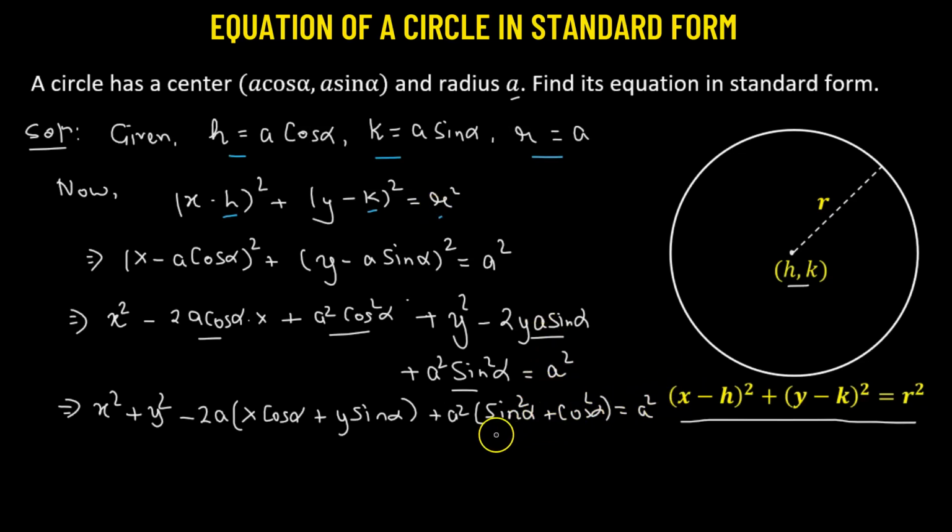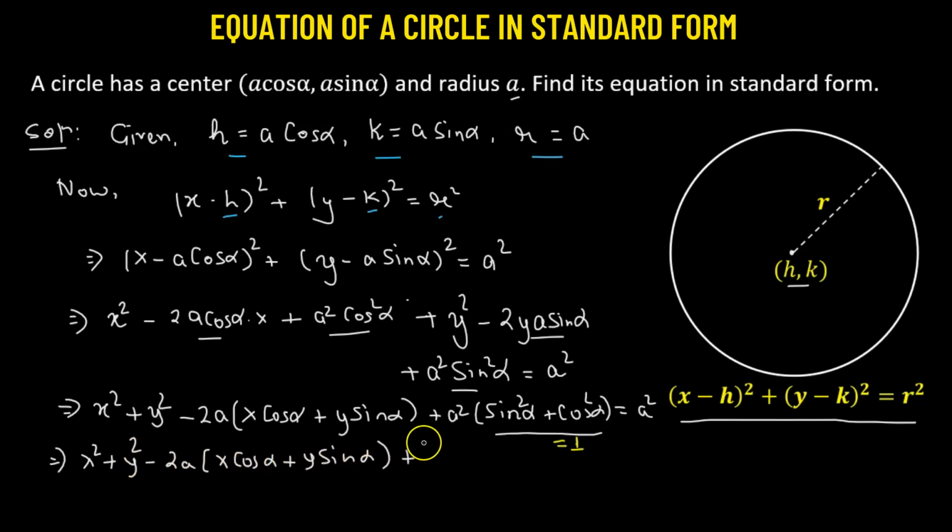Now we know that sine squared alpha plus cosine squared alpha is a standard identity having a value equal to 1. That means we now get x squared plus y squared minus 2a multiplied by x cosine alpha plus y sine alpha, plus a squared times 1, which is simply a squared, and we also have an a squared on the right hand side.